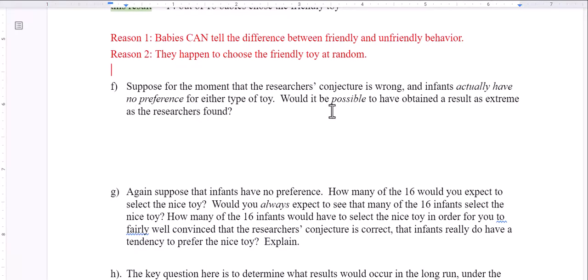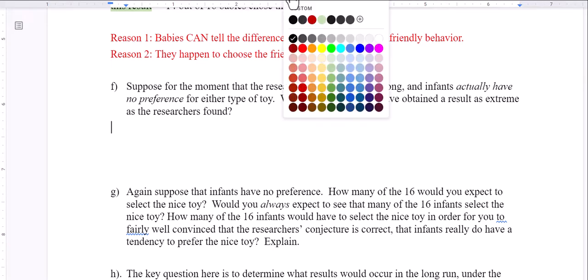So suppose for a moment that the researchers' conjecture is wrong and infants actually have no preference. So that would be reason two, right? They have no preference. They're just choosing the friendly toy at random. Would it be possible to have obtained a result as extreme as what the researchers found, meaning 14 babies out of 16 chose the friendly toy? Could that have happened if they were just guessing?